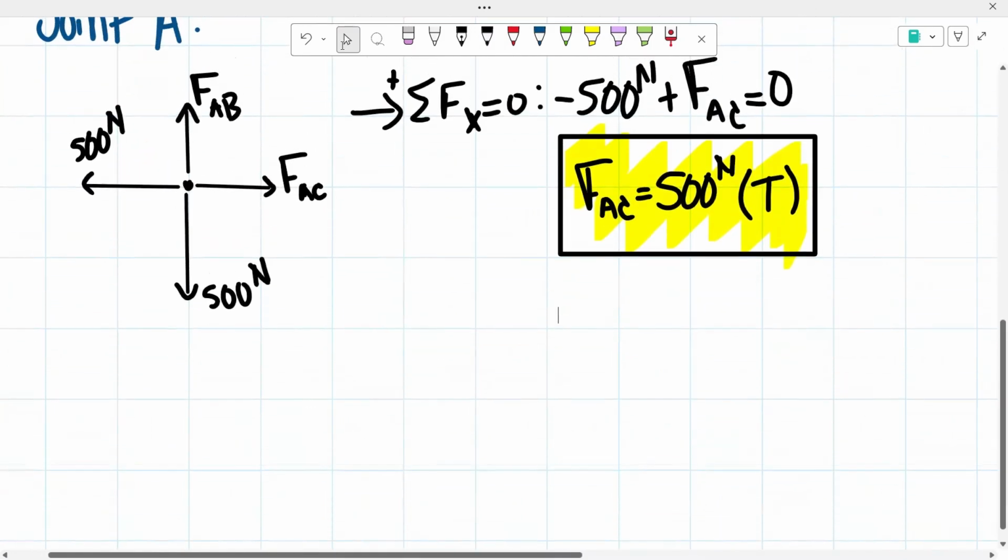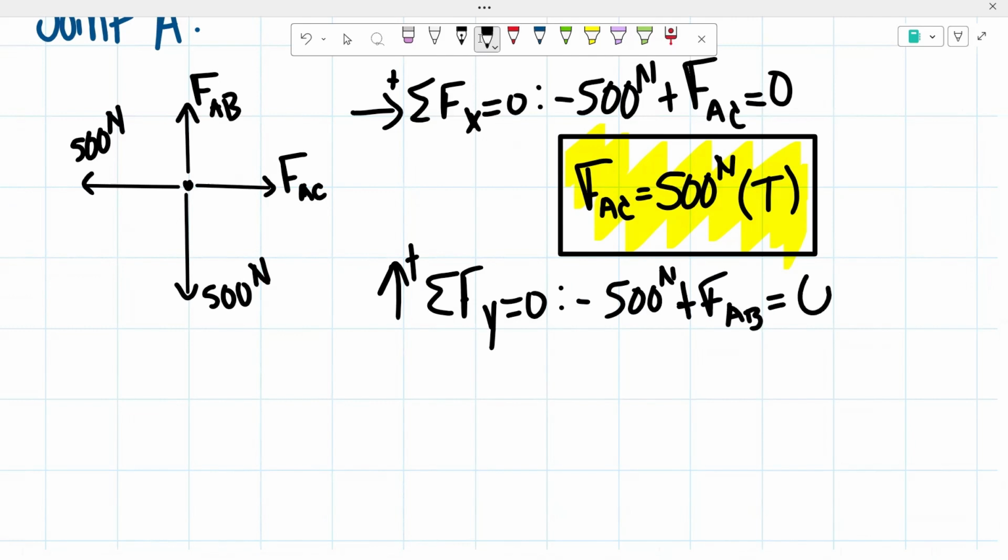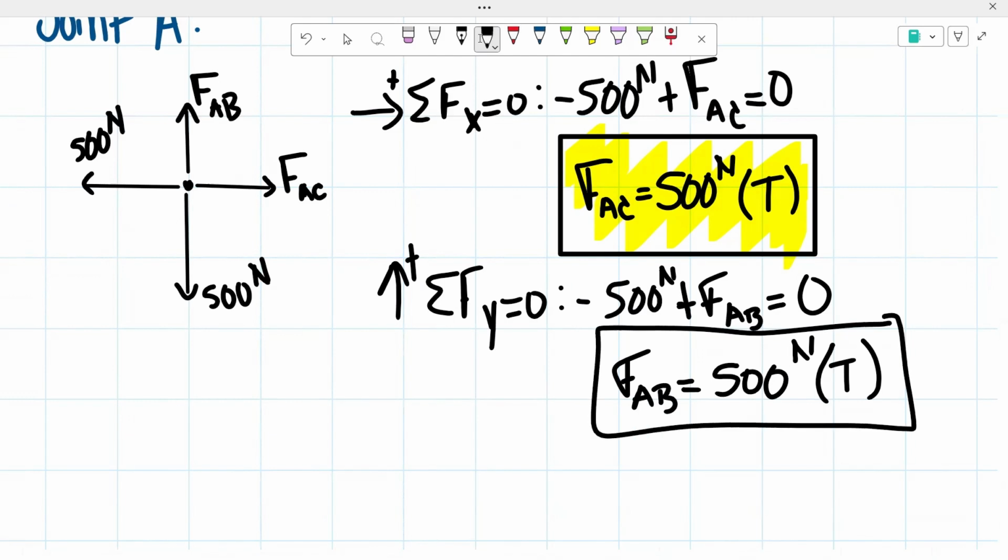Now that we figured out force AC, we're going to determine force AB by taking the sum of the forces in the y direction. We have negative 500 newtons again, and then like I said, we assume that the forces are going to be in tension, so we have a positive force AB equal to 0. We solve for force AB, and we end up getting that force AB is equal to positive 500 newtons. So once again, that bar is going to be in tension.